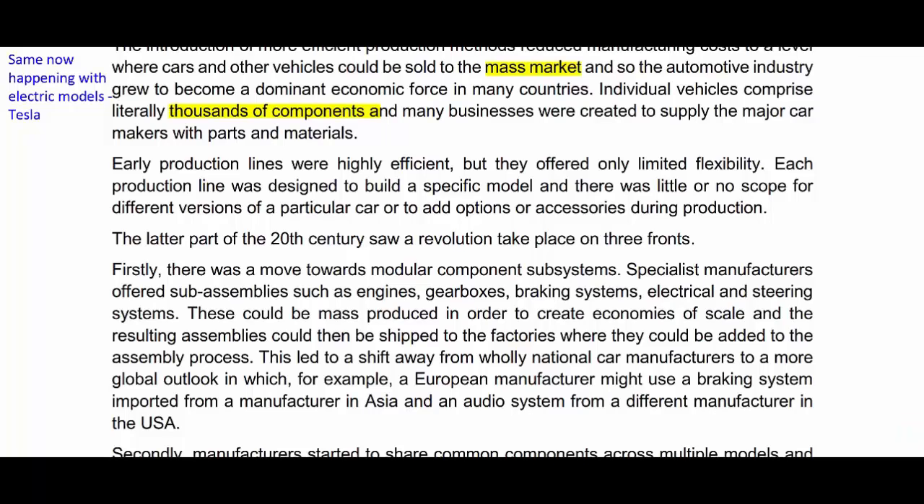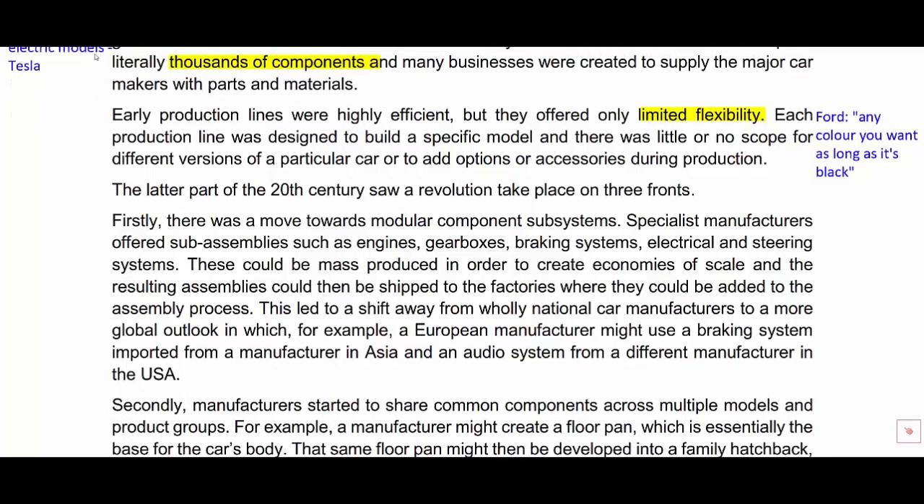Okay, then we're told that the early production lines were highly efficient, but the problem was they offered limited flexibility. There was only really scope to produce the same version again and again and again. And you think about Henry Ford again, and he had that famous saying, he said that any color you wish to have, you can have, as long as it's black. Okay, so there was no customization or anything like that back then. That leads us to the latter part of the 20th century, where that does become a feature.